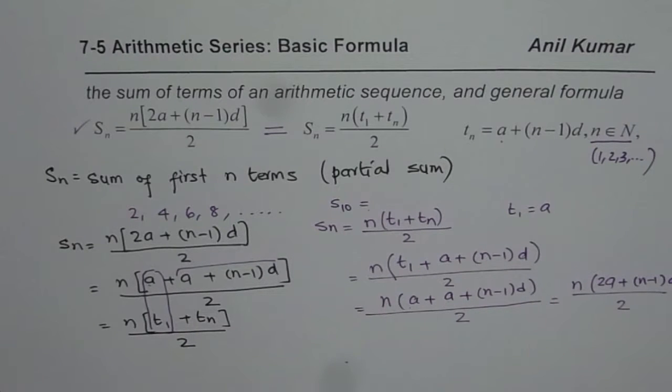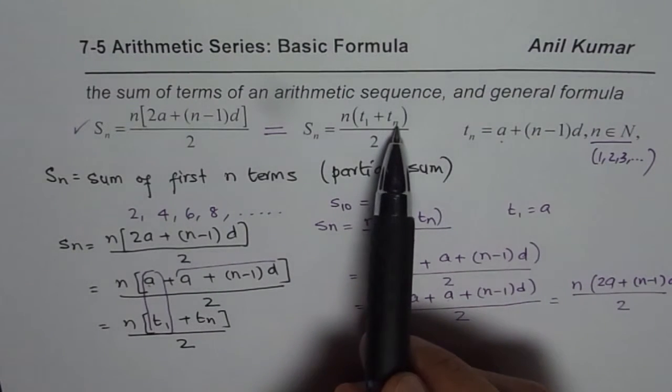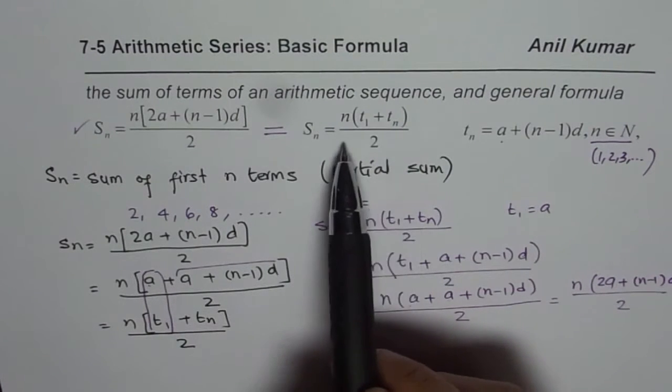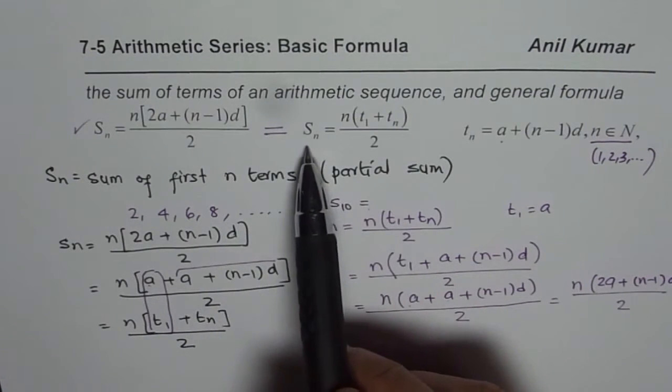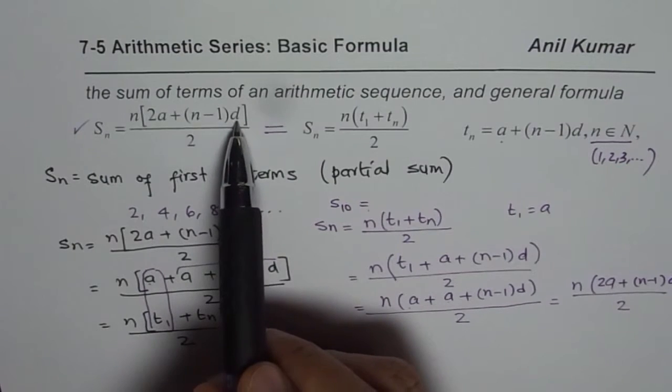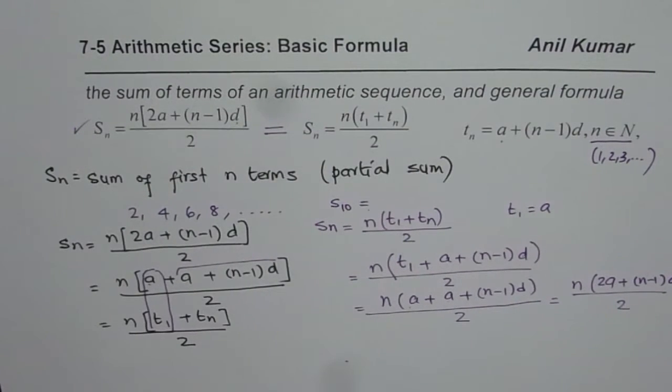The only difference is that if you know the first and the last term and the number of terms, of course, then you can use the second formula to find the sum of n terms. But in case you do not know the last term, but you know the first term and common difference, you should use the first formula. So that is how they should be applied.